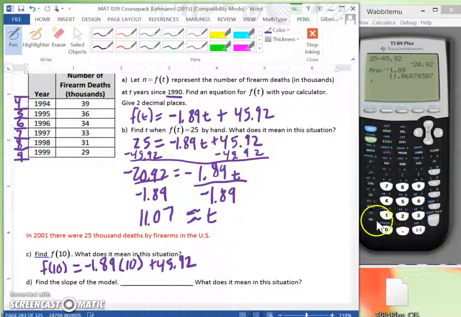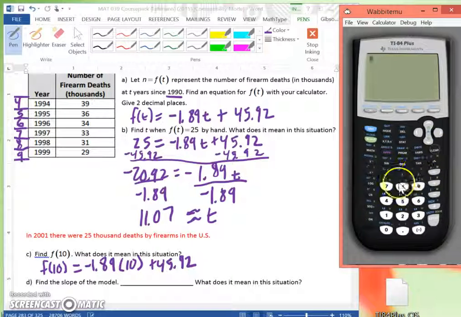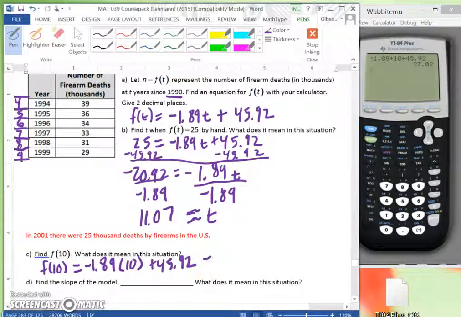Now we can type this into our calculator. We can take negative 1.89 times 10 plus 45.92, and that will give us 27.02.